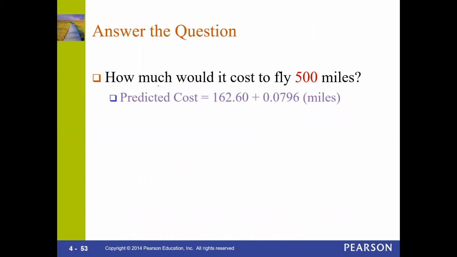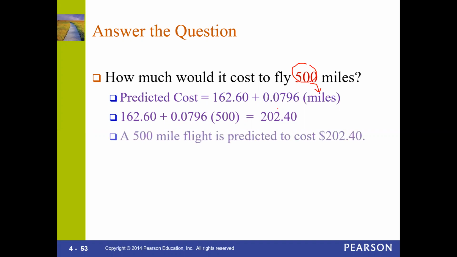So what you need to do is just plug in 500 for miles, multiply it by 0.0796, and then add the intercept value. That means if you fly 500 miles, you might expect to pay $202.40, something like that.